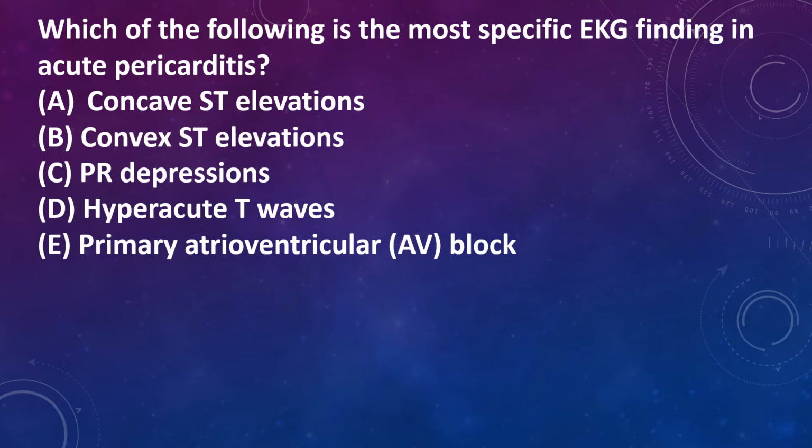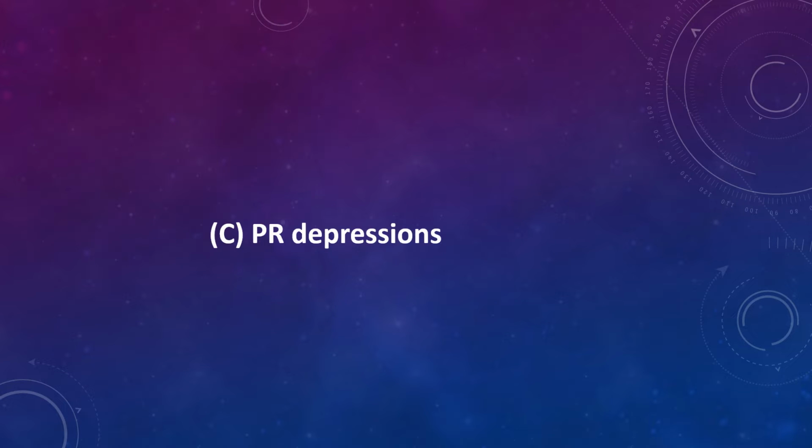Which of the following is the most specific EKG finding in acute pericarditis? A. Concave ST elevations. B. Convex ST elevations. C. PR depressions. D. Hyperacute T waves. E. Primary atrioventricular AV block. C. PR depressions.